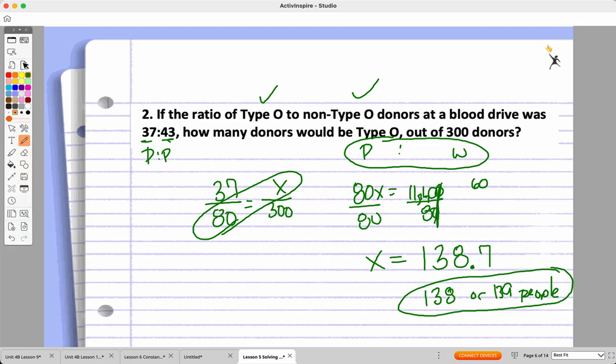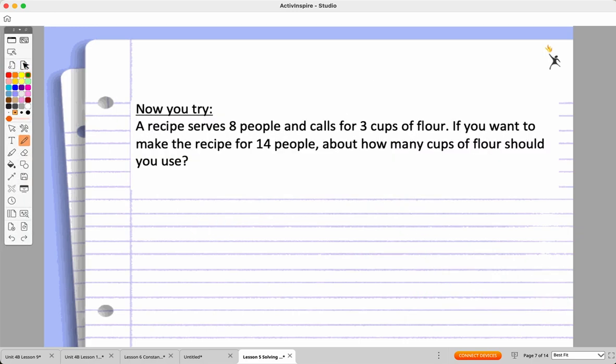Okay. All right, it's your turn to give this one a try. Figure out if it's a part to part or part to whole, and then solve this proportion.